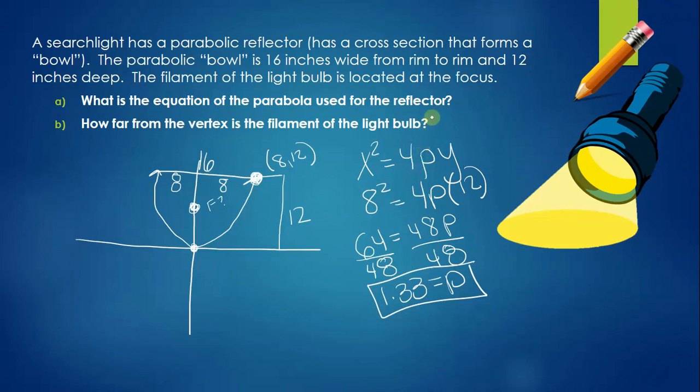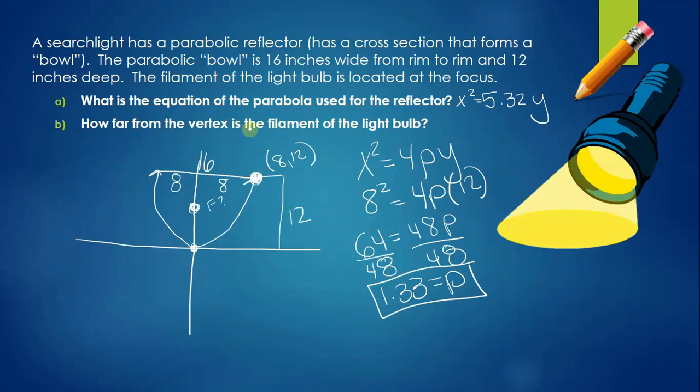So my equation of the parabola will be x squared equals 4 times 1.33, which is approximately 5.32y. That would be the equation, because 4 times 1.33 is 5.32.